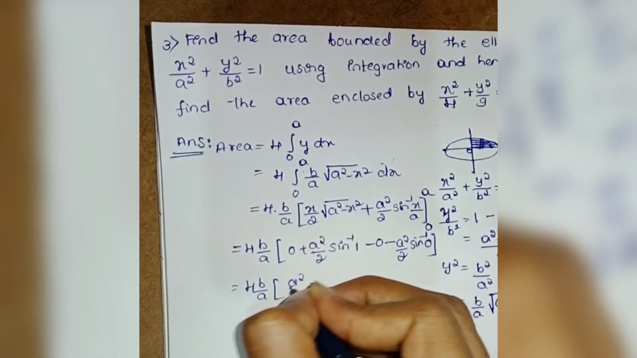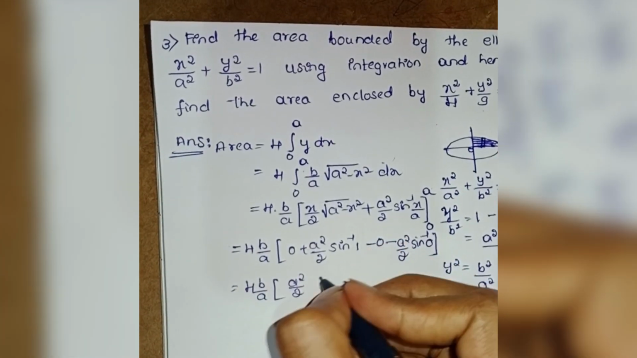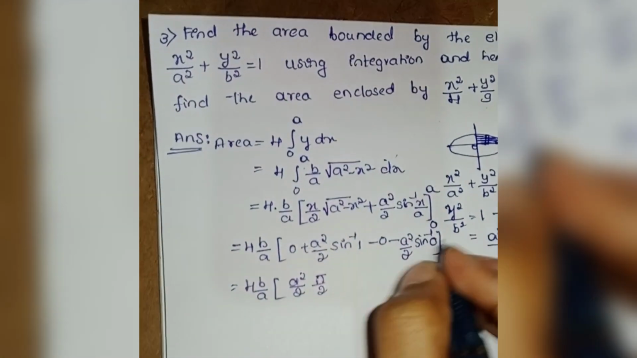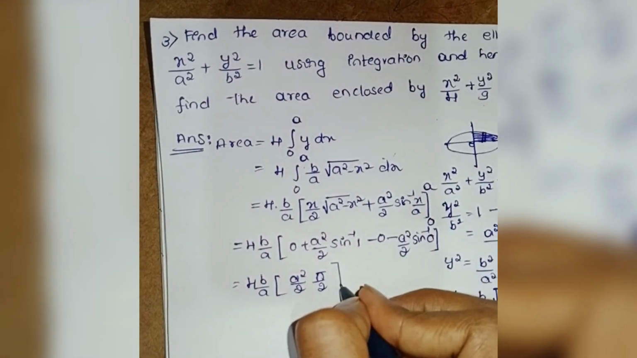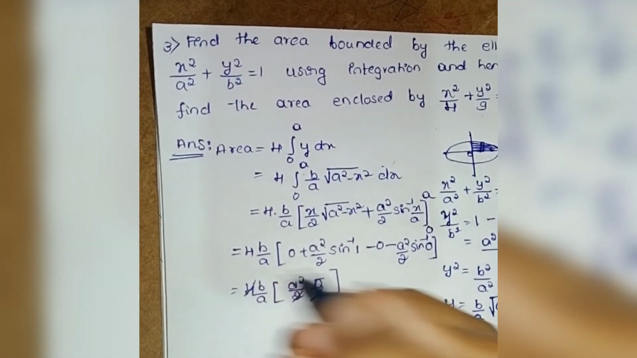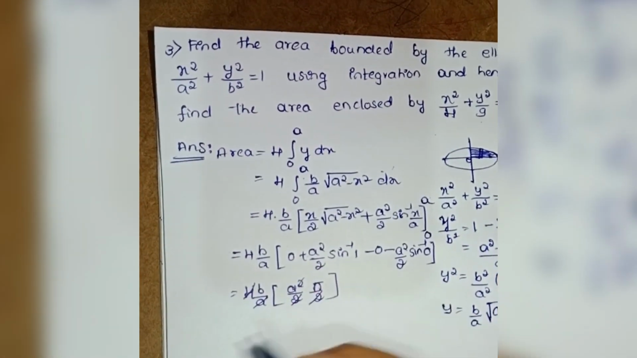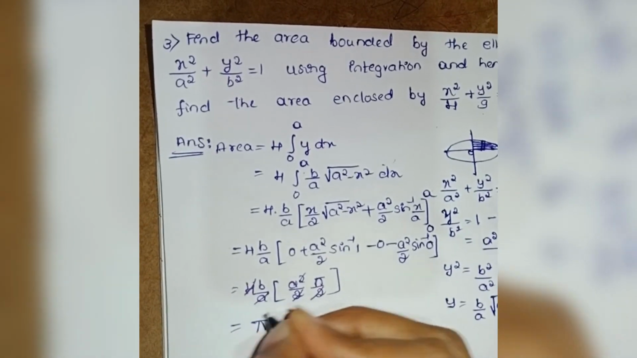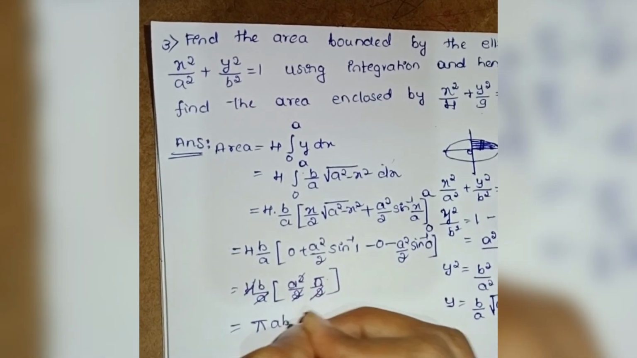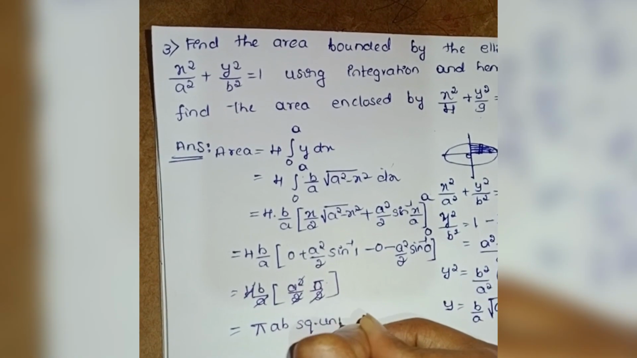Correct, right? A square by 2 sin inverse 1 is pi by 2. Sin inverse 0 is 0. 2 2s are 4, cancelled. A 1a cancelled. So the final answer is pi ab square unit.